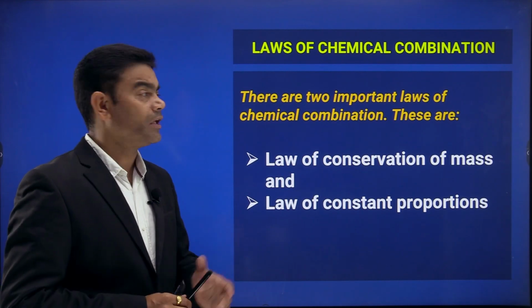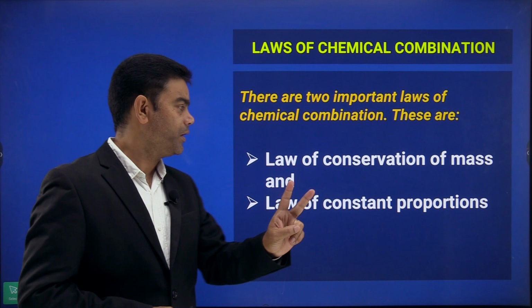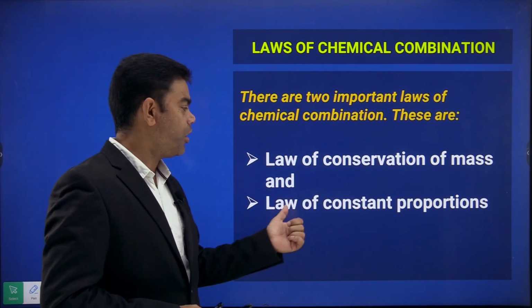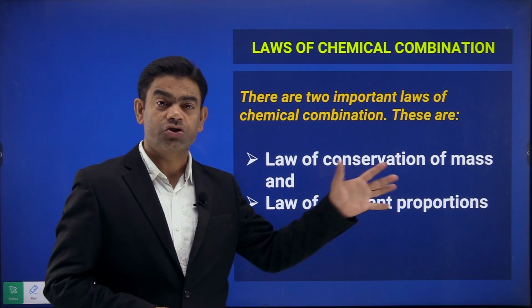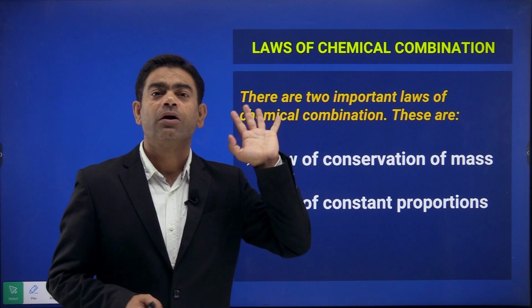What does it say? Now, the law of chemical combination consists of two main laws. One is the law of conservation of mass and the second is the law of constant proportion. These two laws were the main basis of the laws of chemical combination.